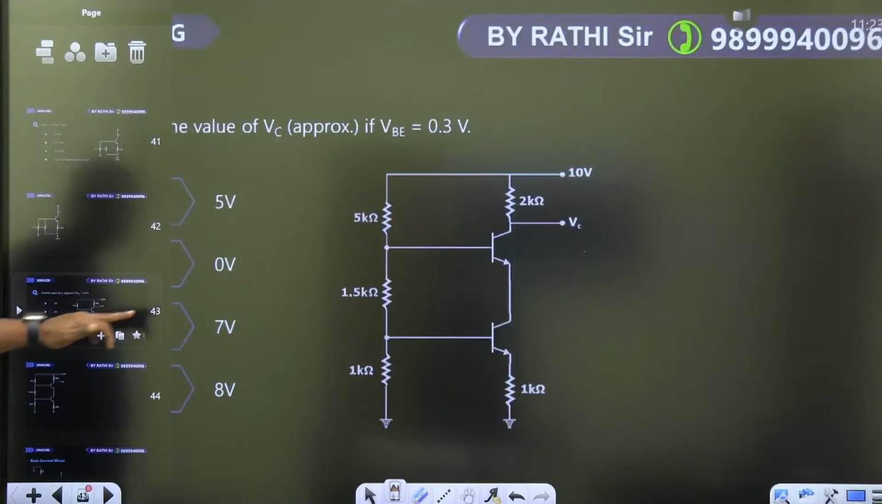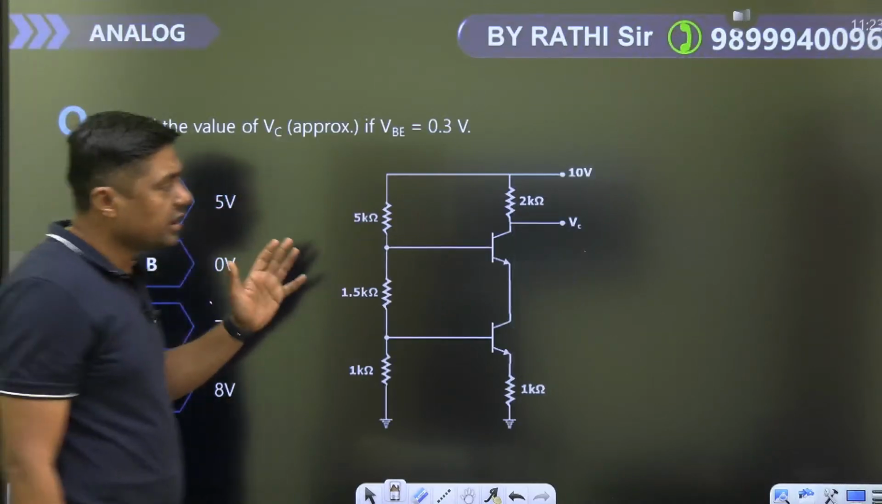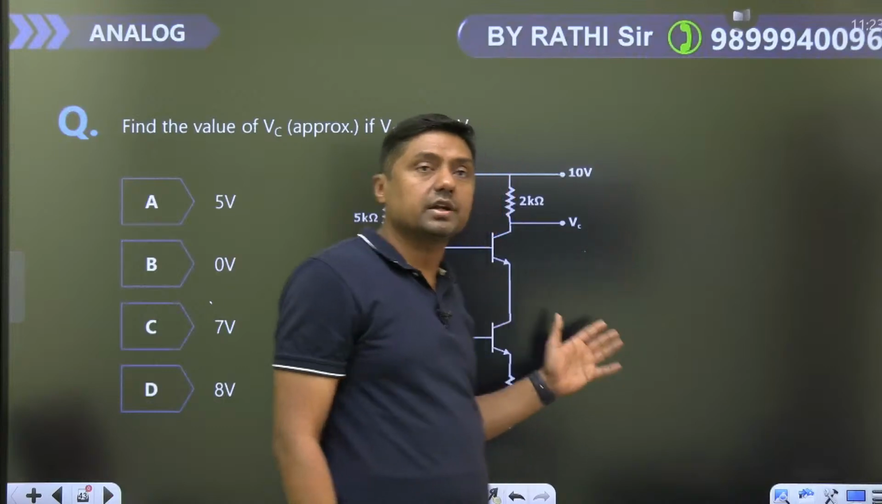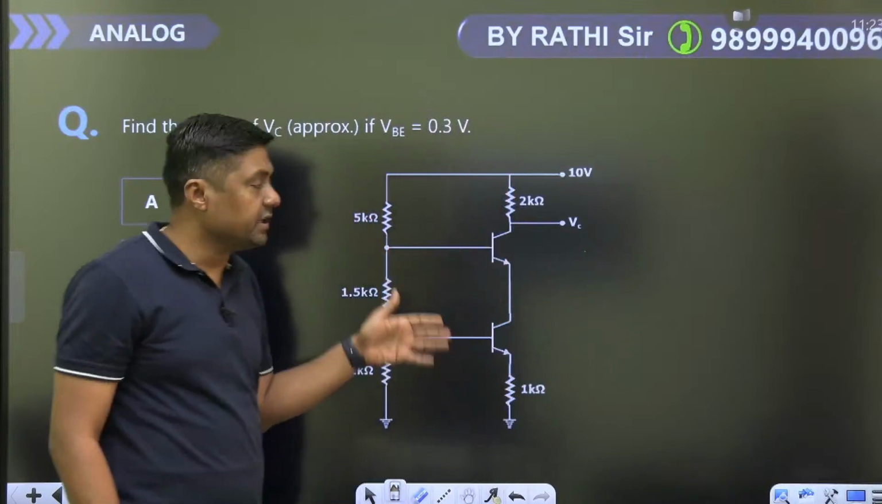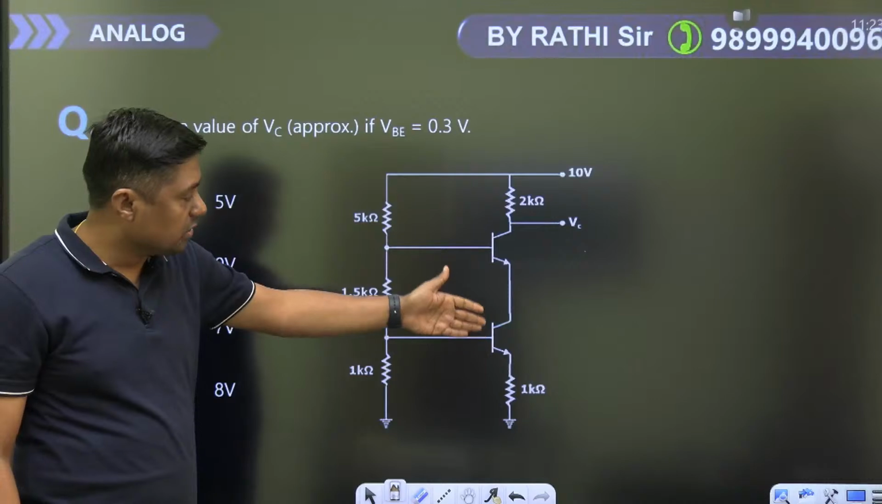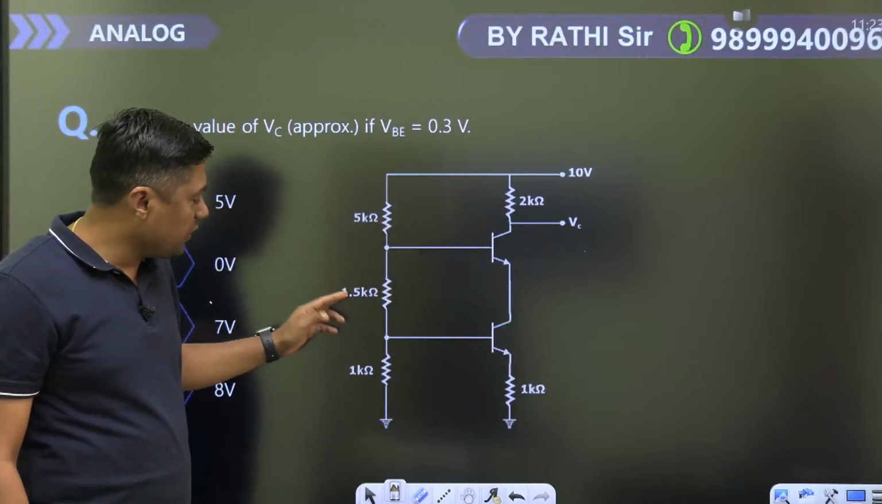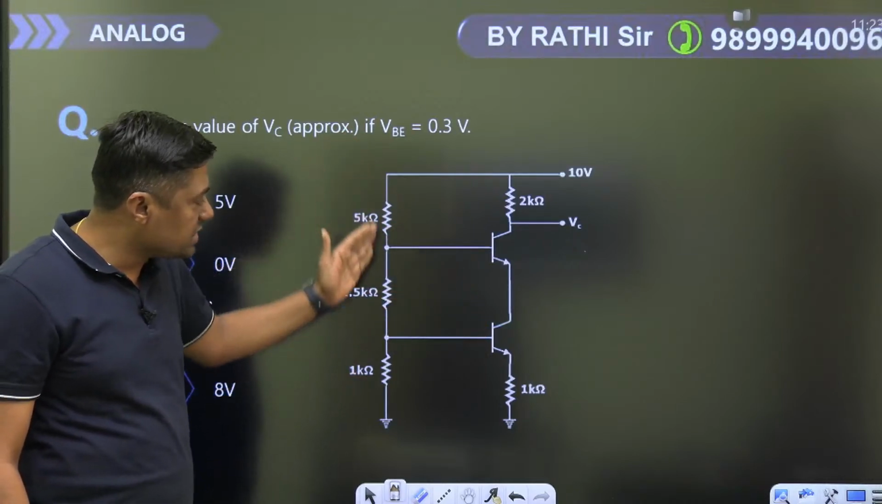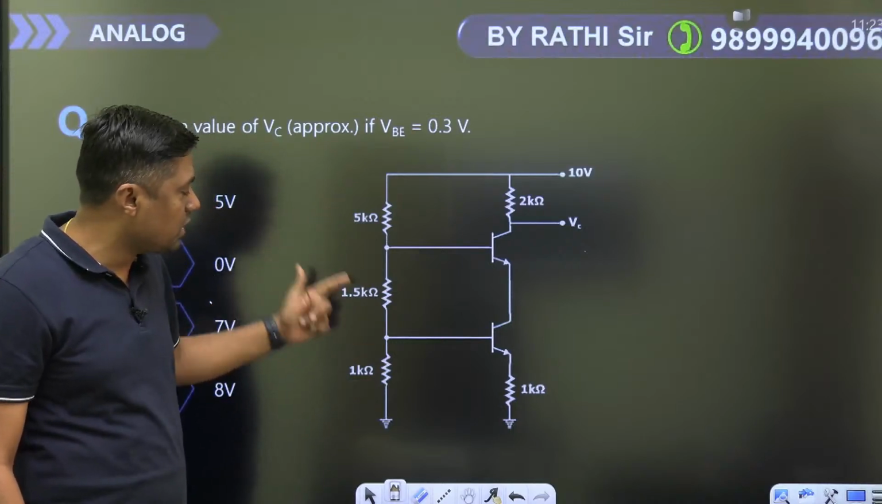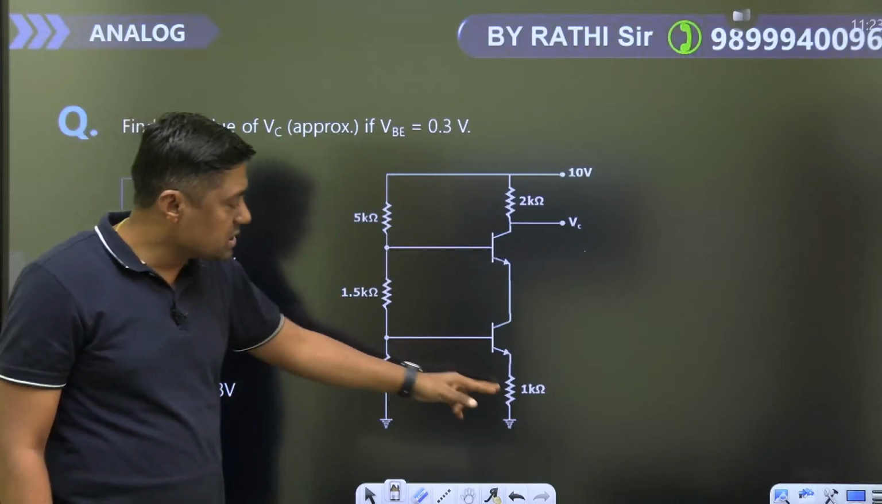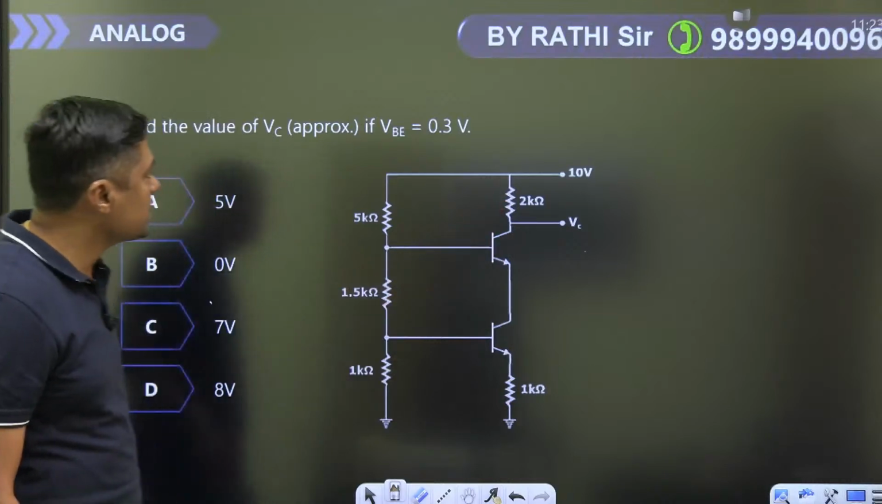Now sometimes you will see two transistors connected. These are the circuit. 2 transistors are connected here. First one, second one. 5 kilo ohm, 1.5 kilo ohm, 1 kilo ohm. This is called potential divider circuit. 5 kilo ohm, R1, R2, R3. Then this is the RE, 1 kilo ohm is connected, 2 kilo ohm it is connected.